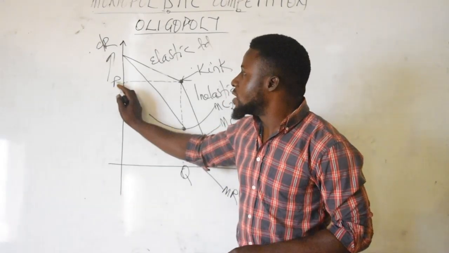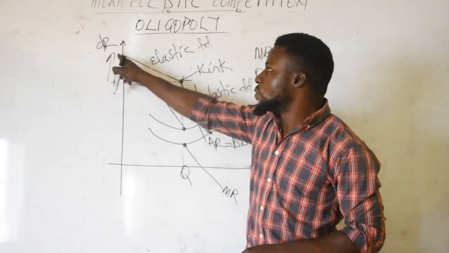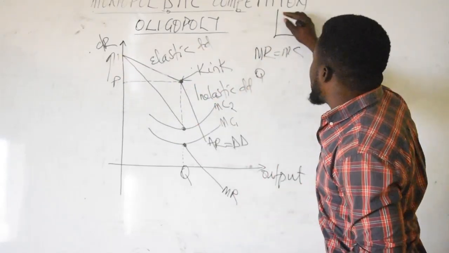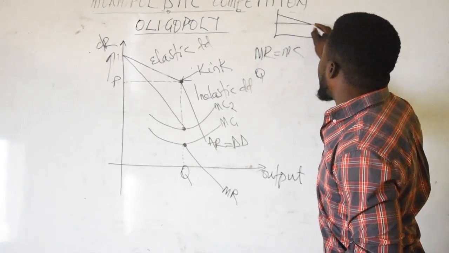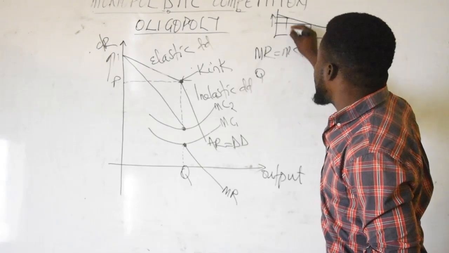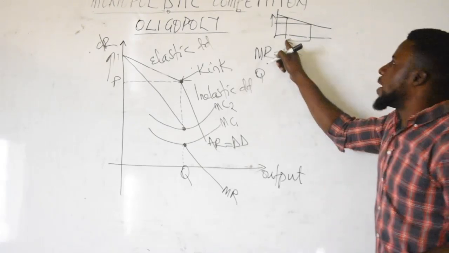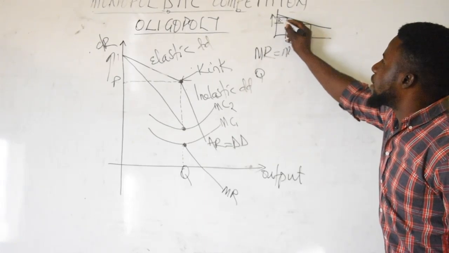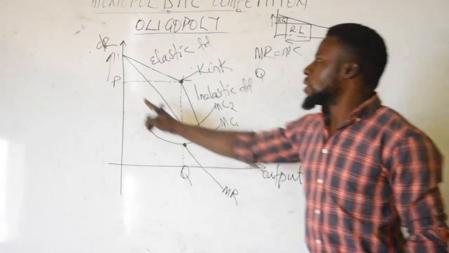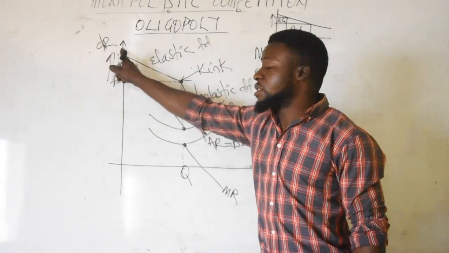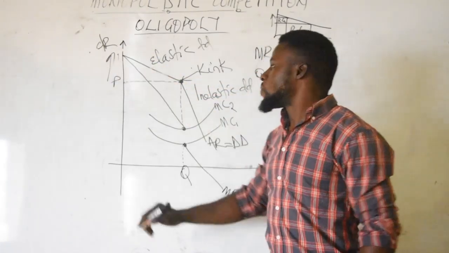So no firm will desire to raise its price, because if you do, you will be faced with an elastic demand curve. When a good is elastic in demand and you raise the price by a small proportion, you realize that quantity demanded will fall by a larger proportion. Revenue loss will be far greater than revenue gained. So it will not be advisable for this firm to raise its price above this point.